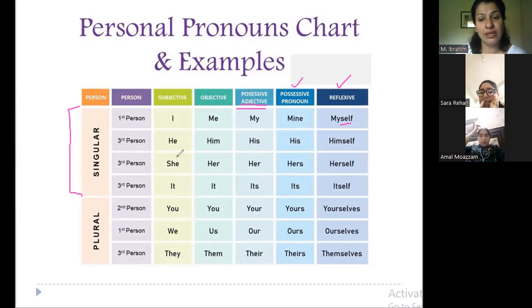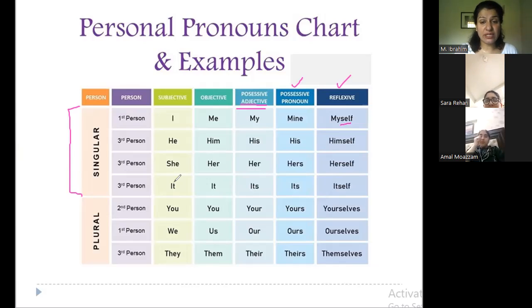She has curly hair. This brush belongs to her, or this is her book. I went to the market with her. This book is hers, and she packed her bag herself.